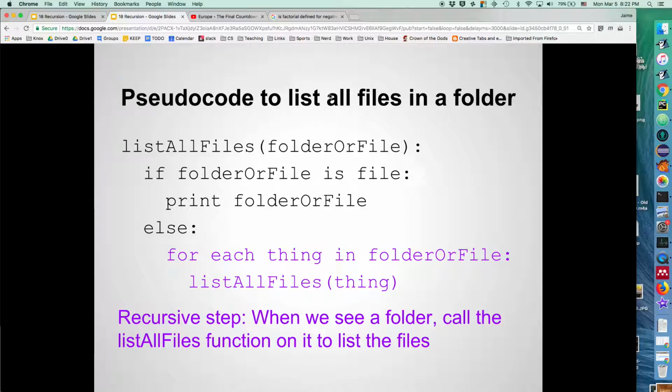And this will print out all the files that are in a folder or file. It's not actually going to print the folders. We could add a print statement down here, in the else where it's a folder, you could print it, whatever you want to do. But we've got the base case, we've got the recursive step. This will get you to every single file that's inside any given folder.